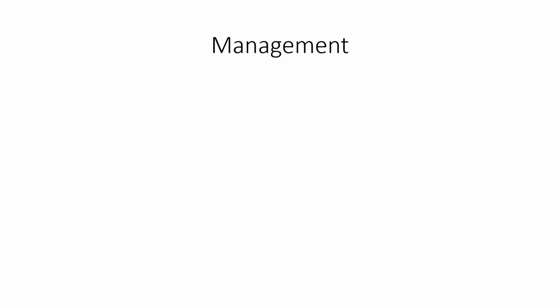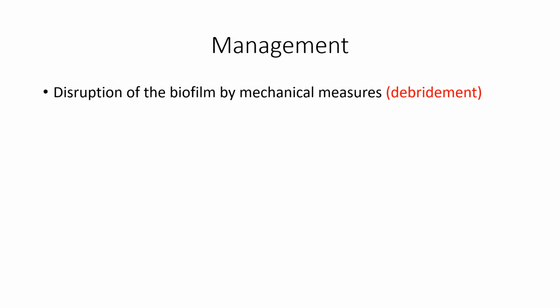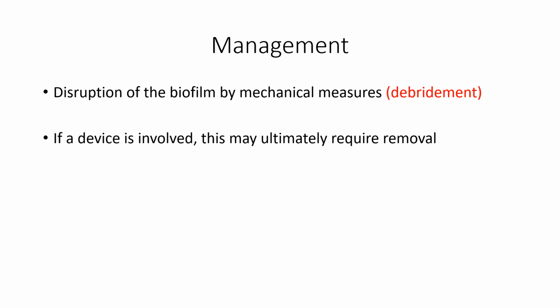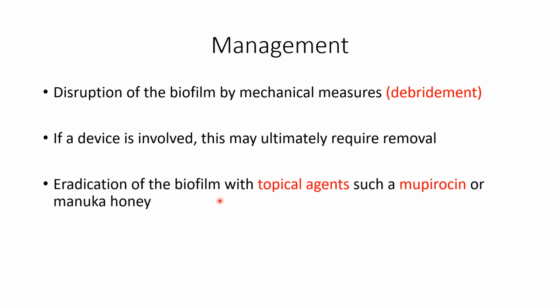So, how can we manage biofilms? The first is disruption of the biofilm by mechanical measures like debridement. So, if there is any slimy membrane over the tonsils or even in the ear or sinuses, it needs to be debrided. Then, if a device is involved with a biofilm, and it is not being treated by medicine, then it may ultimately require removal. Then eradication of biofilm with topical agents such as mupirocin or manuka honey. These two agents have been shown to be effective against the biofilm.